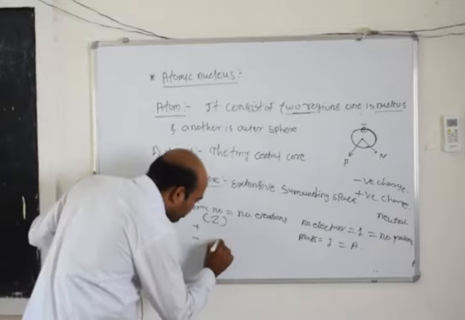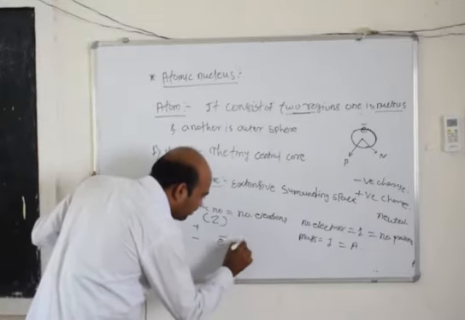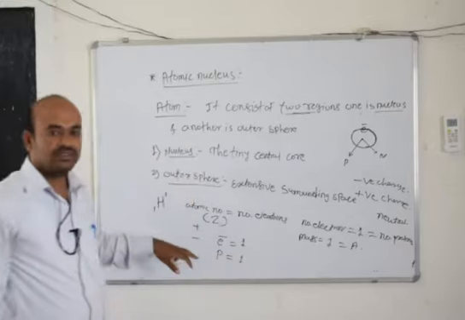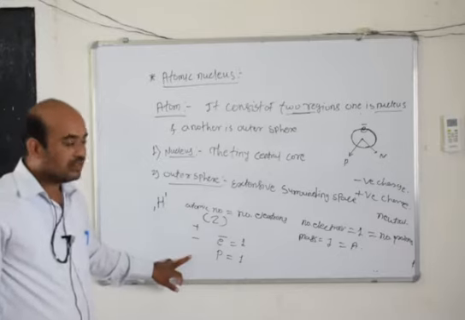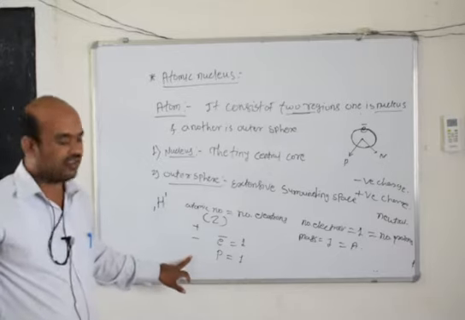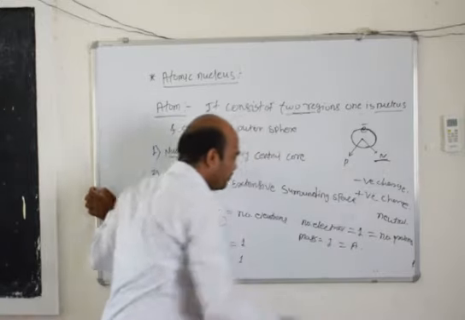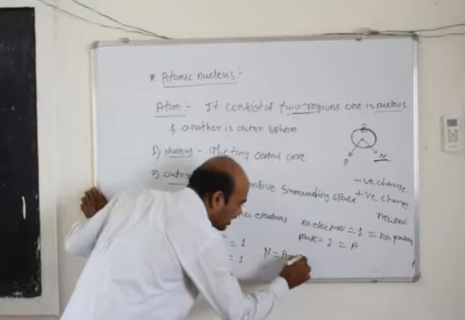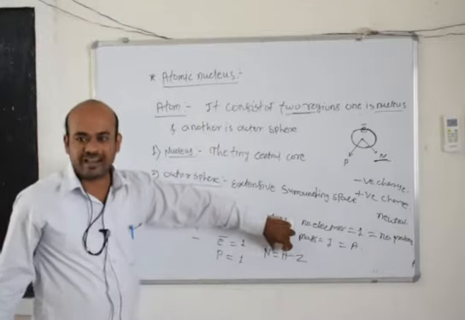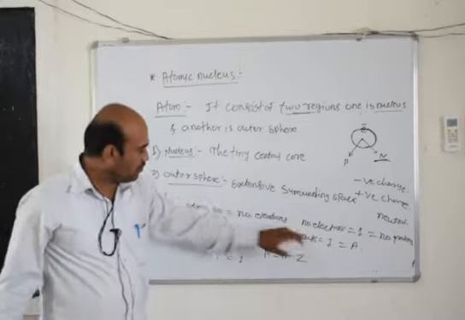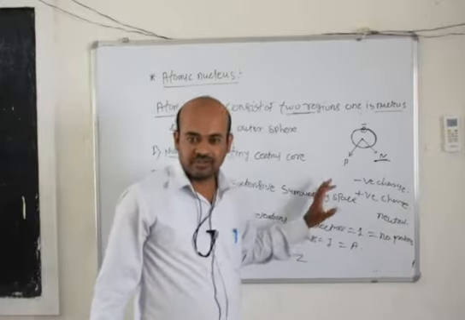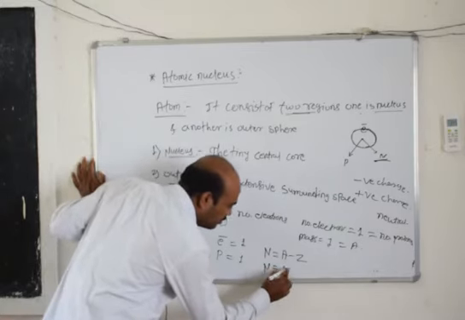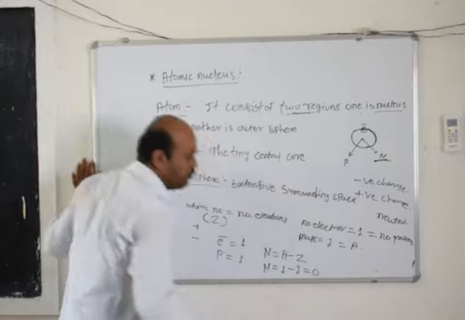Then in hydrogen the number of electrons is equal to 1, the number of protons is equal to 1. Next, the neutron: the number of neutrons is equal to A minus Z, that is mass number minus atomic number, which is the number of electrons or protons in a neutral element. Then N is equal to 1 minus 1 is equal to 0.